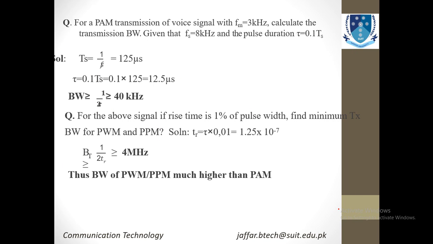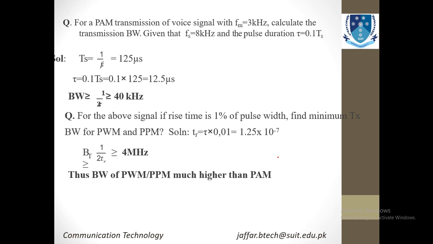So let's go to the last slide. Let's finish our lecture on all of these pulse modulation techniques with a numerical. Let's say there is a PAM transmission for a voice signal with a maximum frequency of 3 kHz. We have to calculate the bandwidth required for the transmission, given that the sampling frequency is 8 kHz and the pulse duration tau is 0.1 of the symbol period.